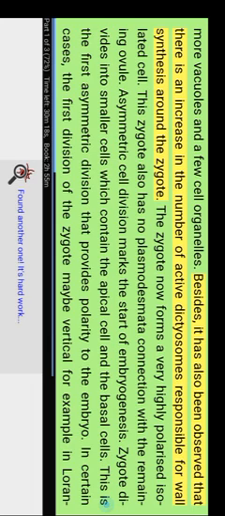Besides, it has also been observed that there is an increase in the number of active dictyosomes responsible for wall synthesis around the zygote. The zygote now forms a very highly polarized isolated cell. This zygote also has no plasmodesmatal connection with the remaining ovule.